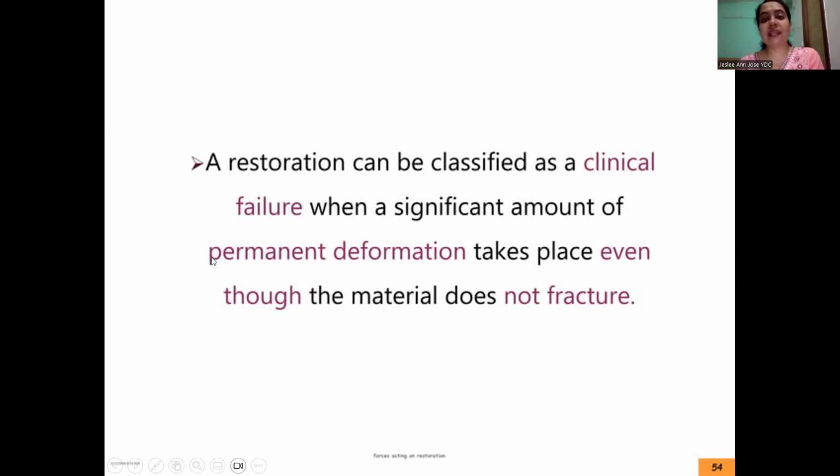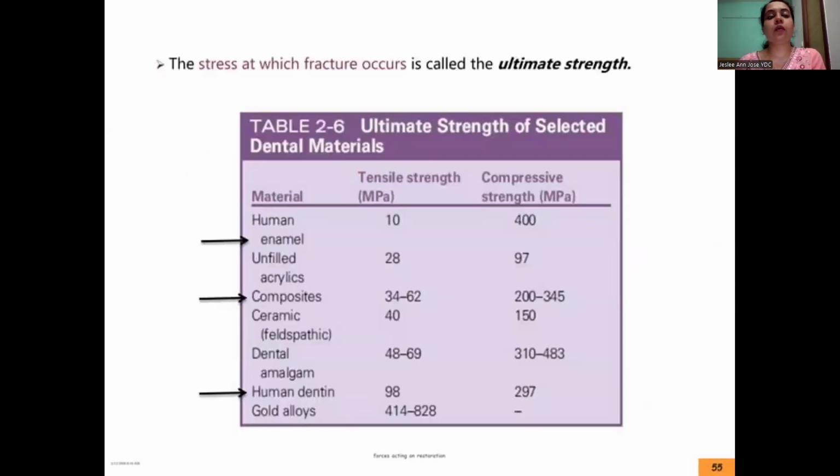But many a time we forget to think that when you see secondary caries or a marginal leakage, that can be due to the deformation that has taken place. So that itself is an indication of a clinical failure. Why? Because of the permanent deformation, there are going to be gaps or micro leakage, and in turn it will cause secondary caries. Now, coming to the stress at which the fracture occurs, that is, I told you, the ultimate strength.